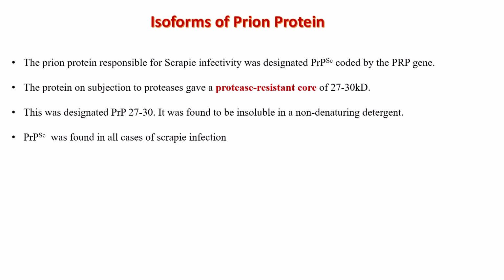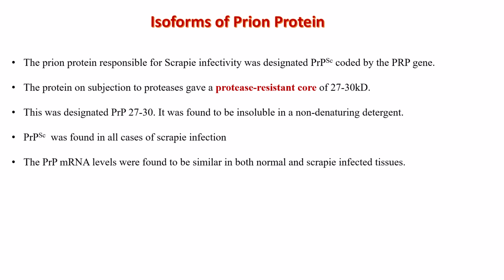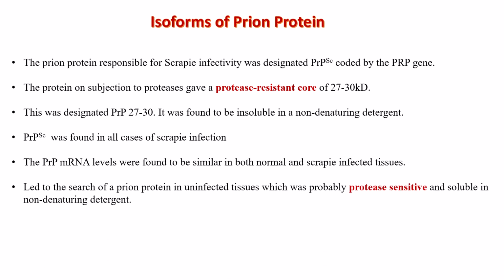But surprisingly, the PrP mRNA levels were found to be similar in both normal and Scrapie infected tissues. This led to the search of a prion protein in uninfected tissues, which was probably protease sensitive and soluble in non-denaturing detergent. This isoform of prion protein, when purified, was designated PrPC, which indicates PrP cellular.